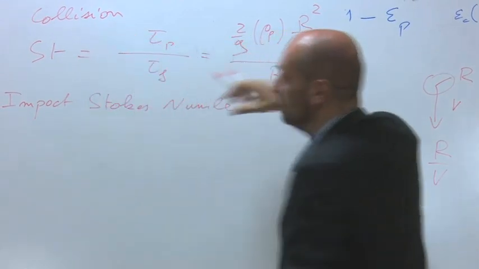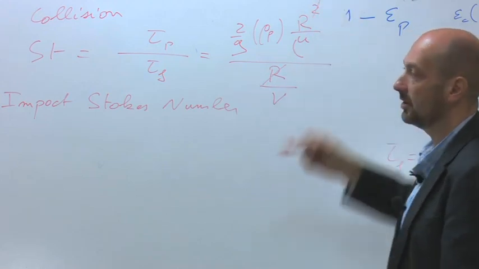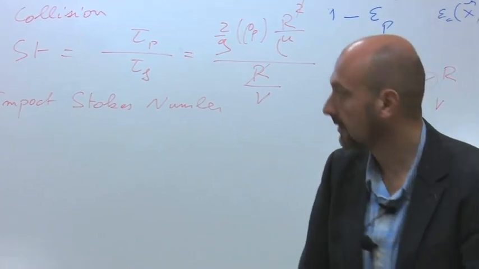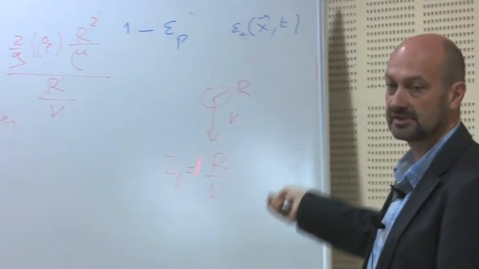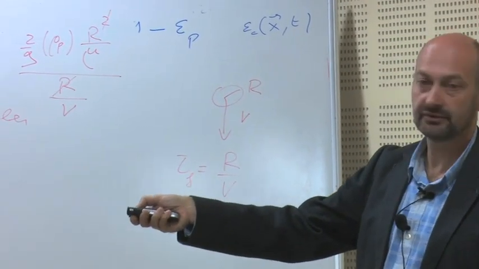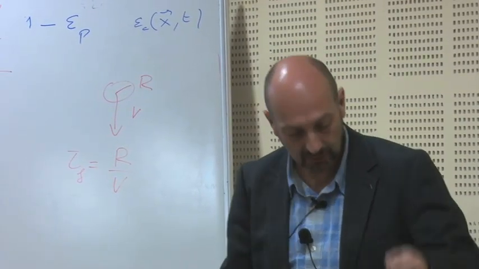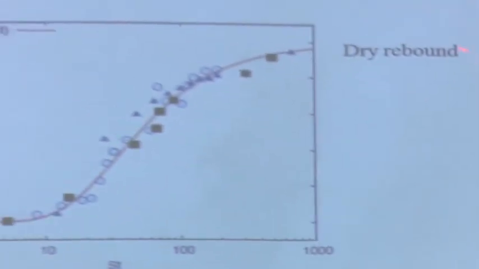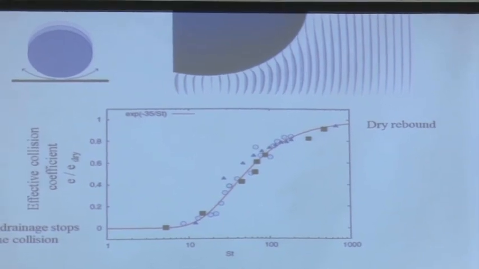So you see, you get what is on the board. r squared, and v is moving up. So this is the definition of the impact Stokes number. Depending on the ratio of the particle response time to this time scale, you may have no rebound, so the effective coefficient of restitution is 0, and the particle will collide and stick on the wall. And you go smoothly to almost 1, which is what we call the dry rebound. This is what you get in gas, for example, or in void, but most likely in gas.